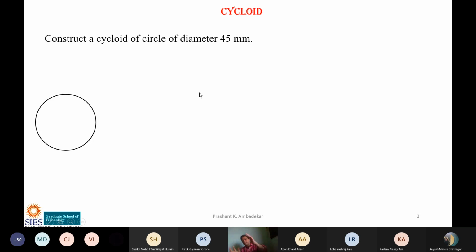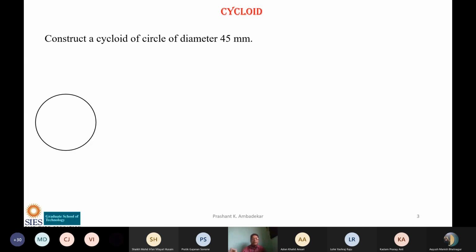The circle is rotating and rotating, and it is also moving forward. So there are two movements involved. One is translational, another is rotational. Both the movements are happening simultaneously. So that point which is at the bottom of the circle is generating some curve. That is a cycloid.